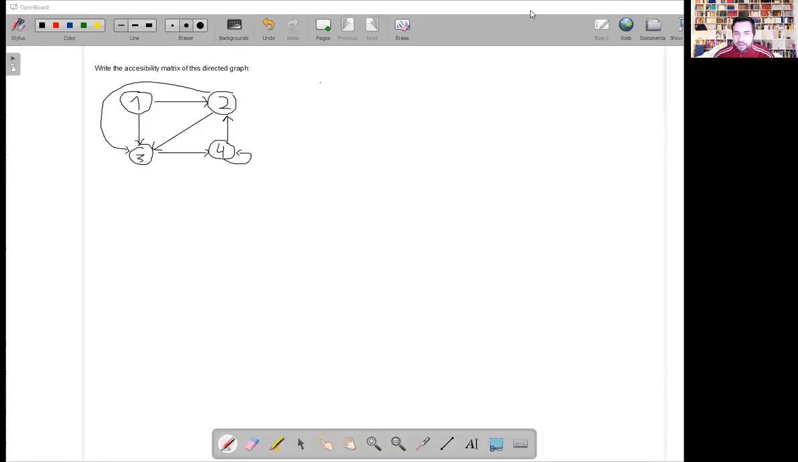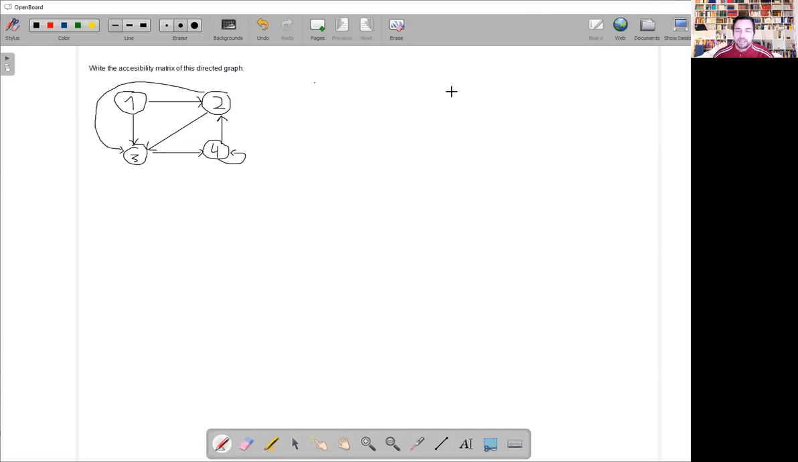Today we're going to start a lecture about the accessibility matrix of a graph, and specifically a directed graph. So stick around and enjoy yourselves. And this is the problem that we must solve today, right? We need to write the accessibility matrix of this directed graph.